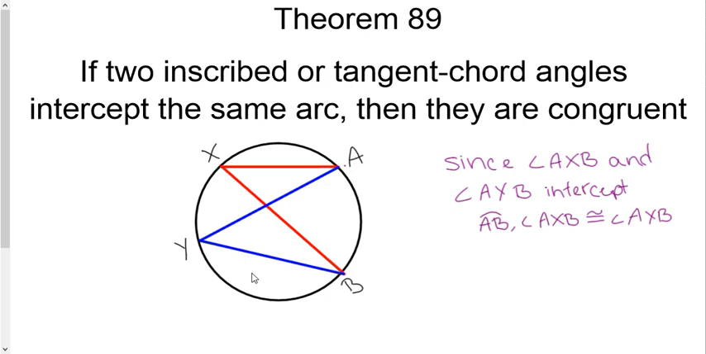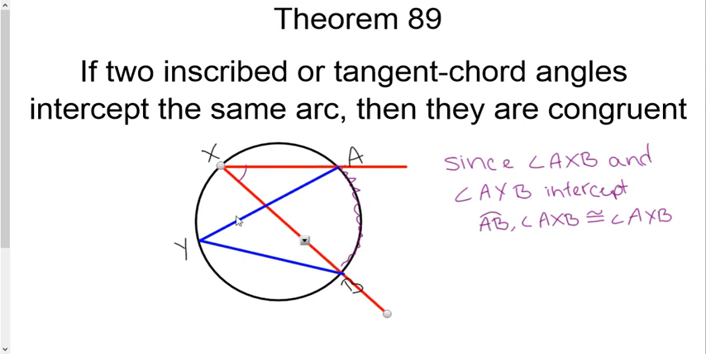So our first theorem for this section is Theorem 89, which says if two inscribed or tangent chord angles intercept the same arc, then they are congruent. What this actually means is I have this angle here, in red, angle AXB. It intercepts arc AB. How I know that is if I extend the sides of my angle, just keep them going out, arc AB is between those lines. That's how I know that it's been intercepted by this angle.